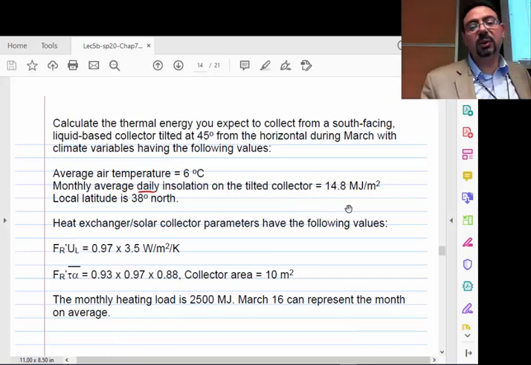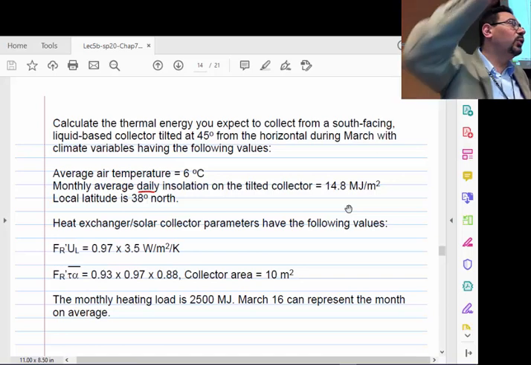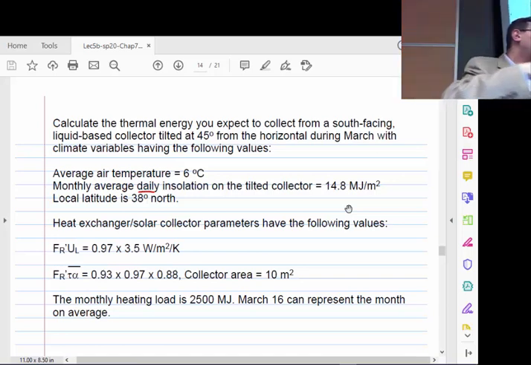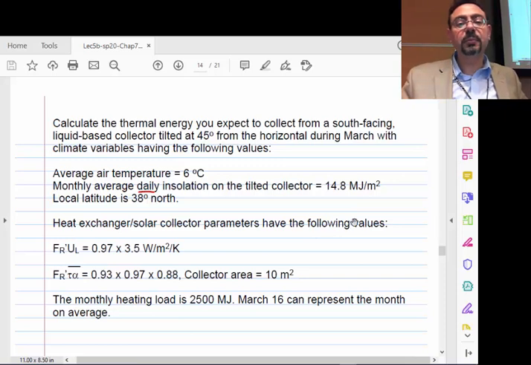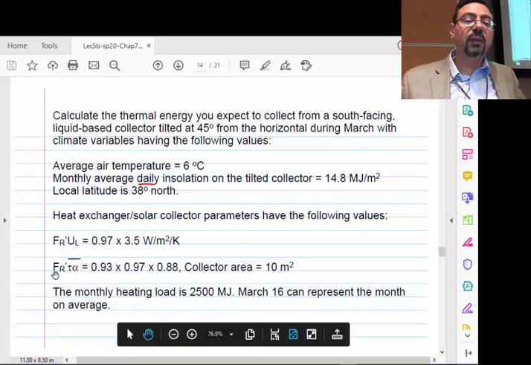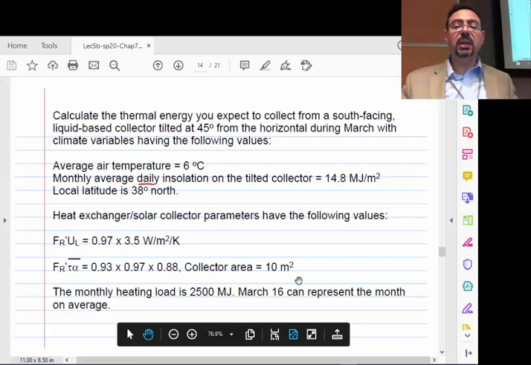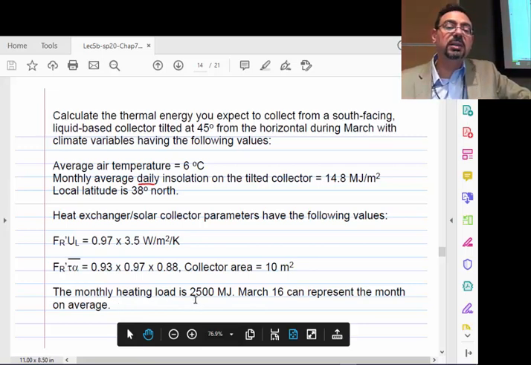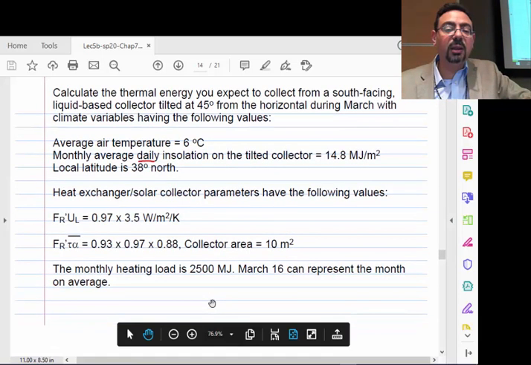Remember the table that we said here is for every month, here for latitude tilt, here is for latitude minus 15, here is latitude plus 15. And for that collector, he got FR UL, and then FR prime, you multiply this by 0.97. He got FR prime tau alpha, and for that he also multiplied by 0.97. And the collector area is 10. And the monthly heating load is this much. That's the L, the one in the denominator. So all we have to do is calculate the X and the Y, and from that calculate the F.